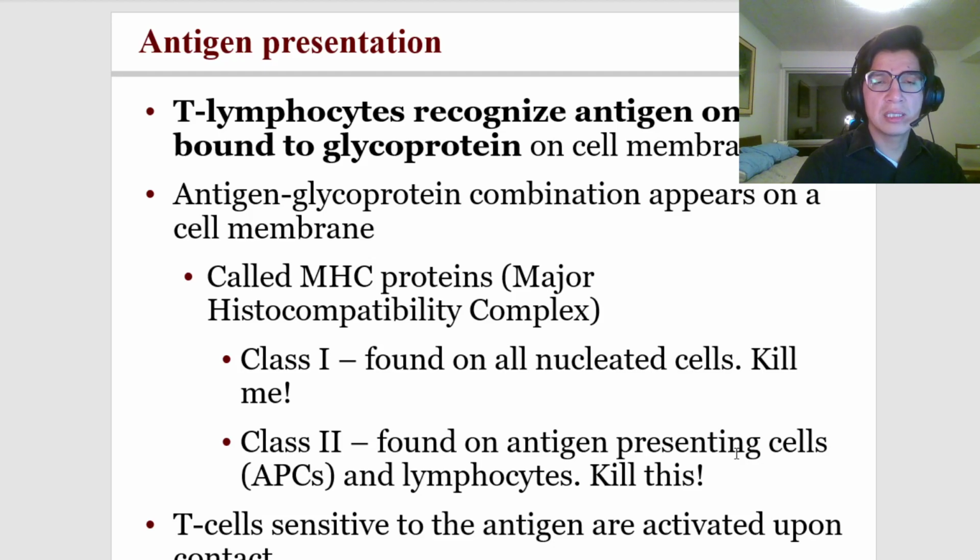Okay, let's talk about antigen presentation. So a macrophage, an antigen presenting cell, a dendritic cell, microglia has eaten something that didn't taste good. They recognize the antigen, and they place it in a glycoprotein.